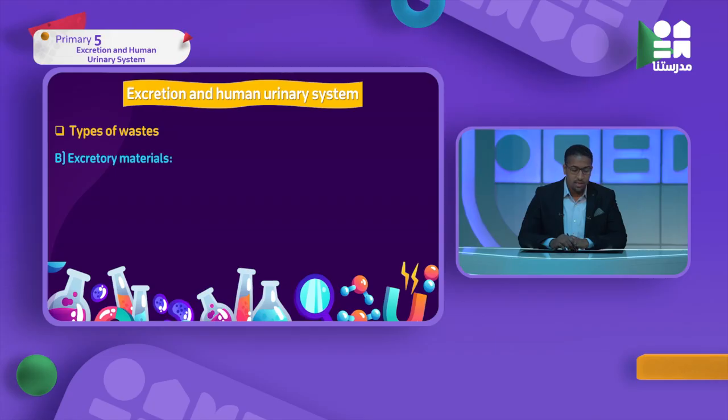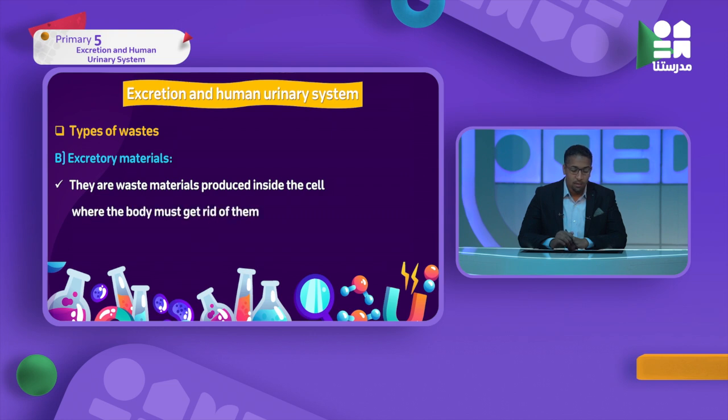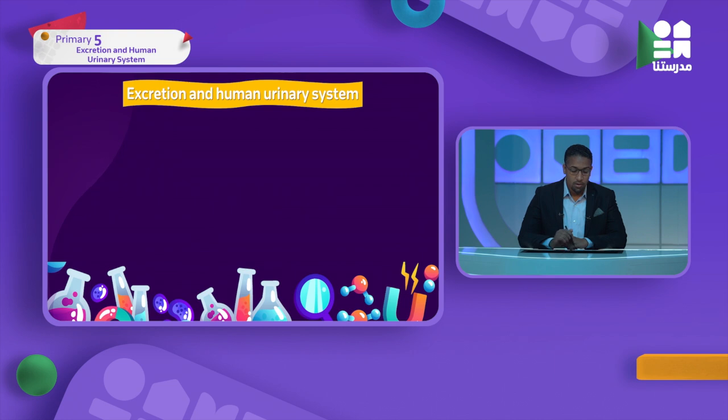The next type, excretory materials. They are, as we said, waste material produced inside the cells where the body must get rid of them. We have to get rid of them. Why? To keep our body healthy. So, what are the excretory materials?